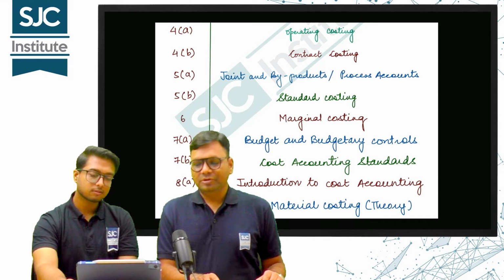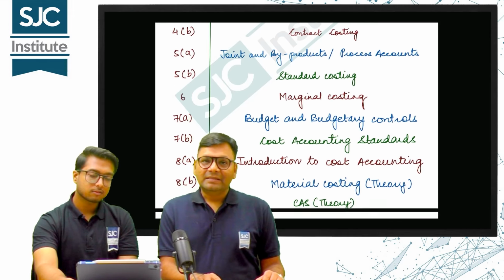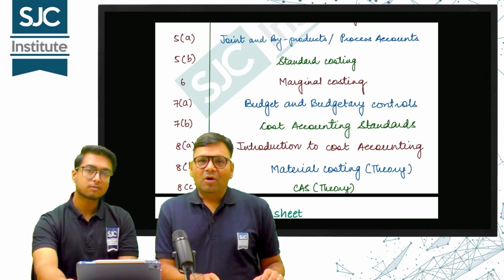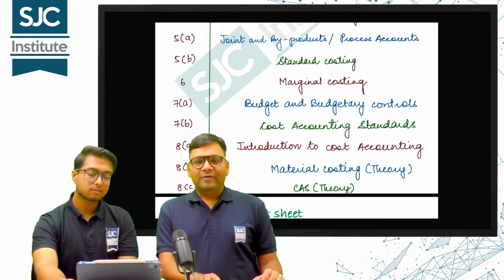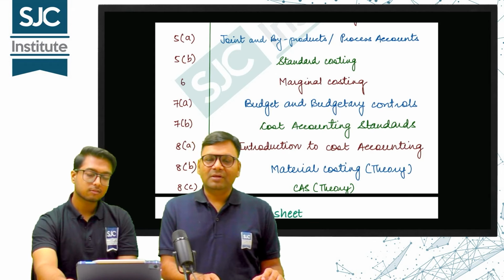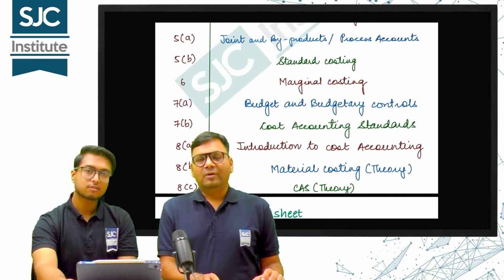7A is the budget and budgetary control chapter. 7B is cost accounting standards, a full theory question. 8A, 8B, 8C are all theory. 8A is from the first chapter, which is introduction to cost accounting, the basic chapter. 8B is material costing theory and 8C is cost accounting standards or employee costing theory.